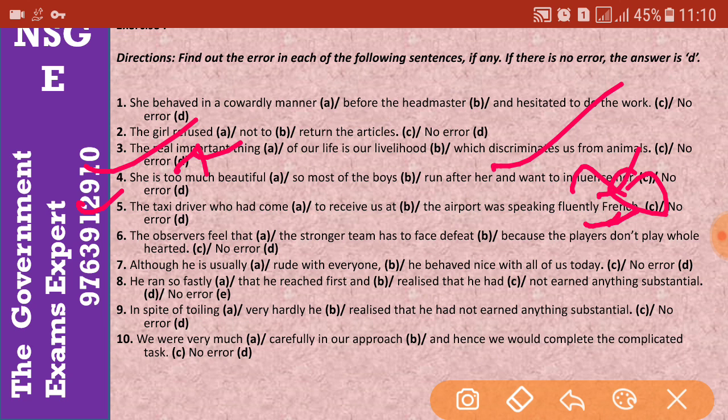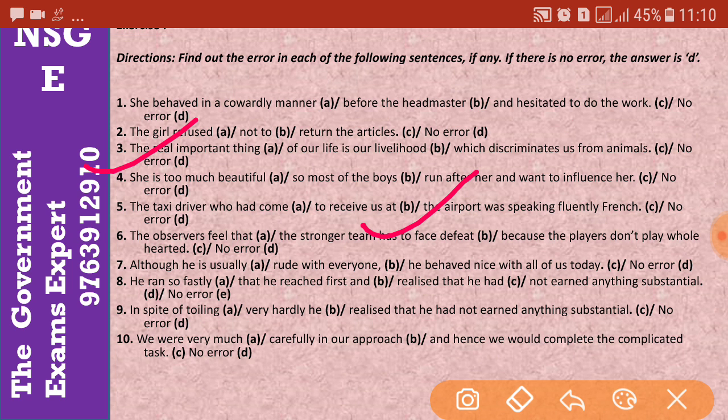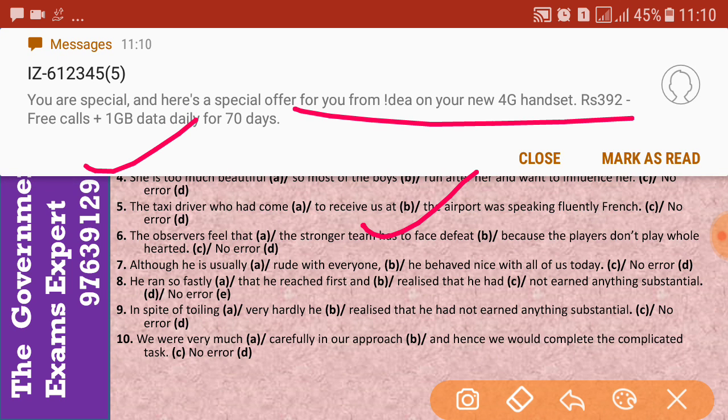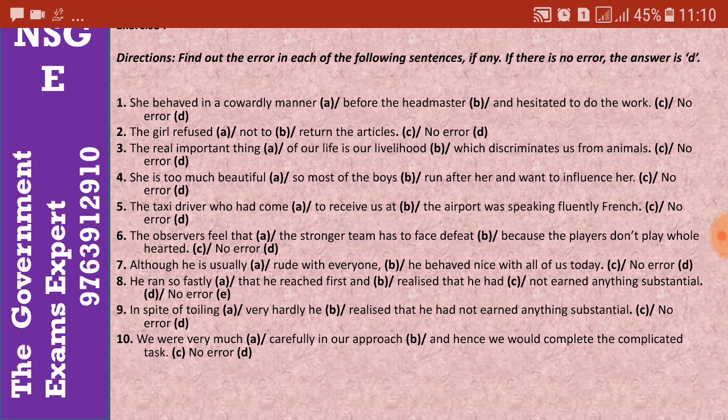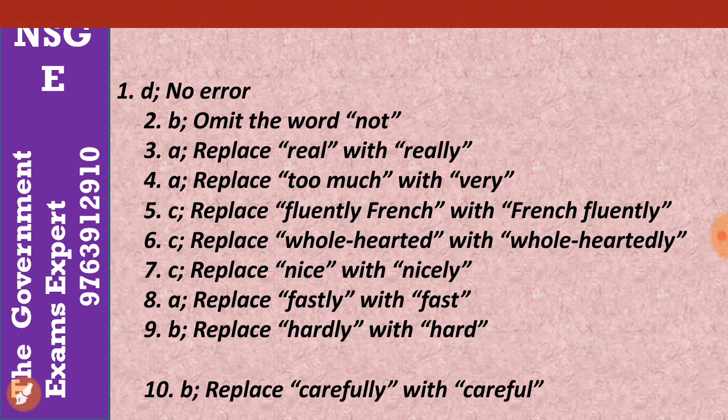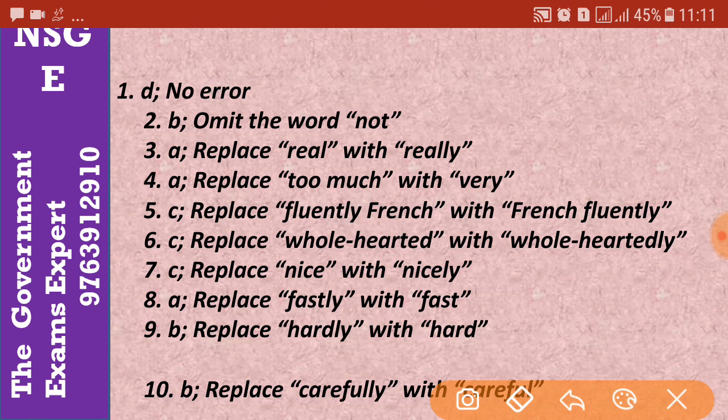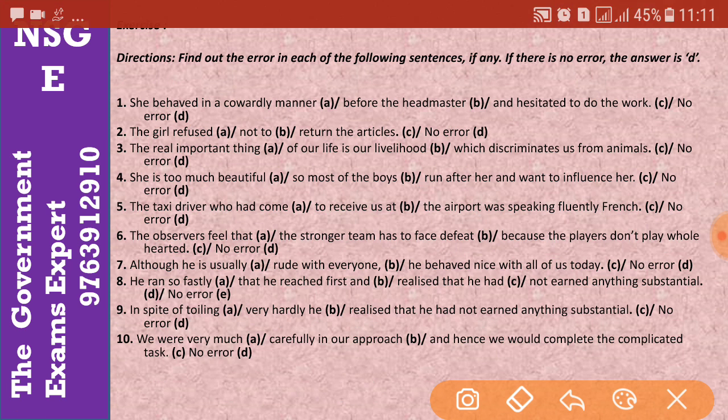The observers feel that the stronger team has to face defeat because the players don't play wholehearted. So "wholehearted" is wrong. Instead of wholehearted, you should use wholeheartedly, because the players don't play wholeheartedly. Why? Because it's an action going on. You have to use the "ly" also. You can check the word wholehearted and replace it with wholeheartedly. Clear? So let's move on to the next one.